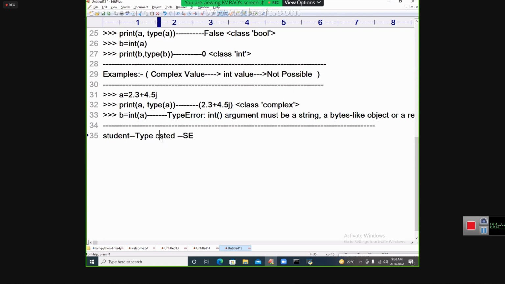Typecasted to what? Casted to SE, software engineer. A software engineer is typecasted to what? Because these sentences are very, very important. Yes, Pawan, okay, good. Typecasted to team leader. A team leader can be typecasted to what? Project manager. This is possible. Right? Possible.